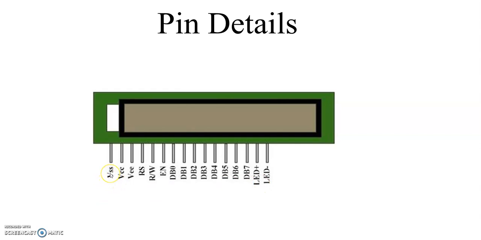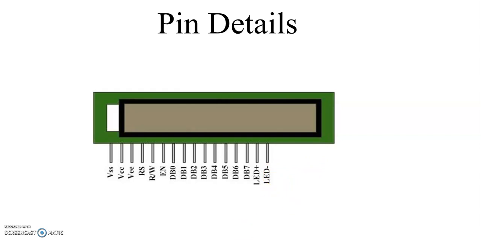VSS is connected to ground and VCC is connected to the positive power supply. VEE is connected to the negative power supply. The RS signal is the register select. RW bar is the read/write signal, and EN is the enable signal. Here DB0 is the LSB and DB7 is the MSB. These signals are the data lines. LED plus and LED minus are the backlight; with them, the display will be lit up.